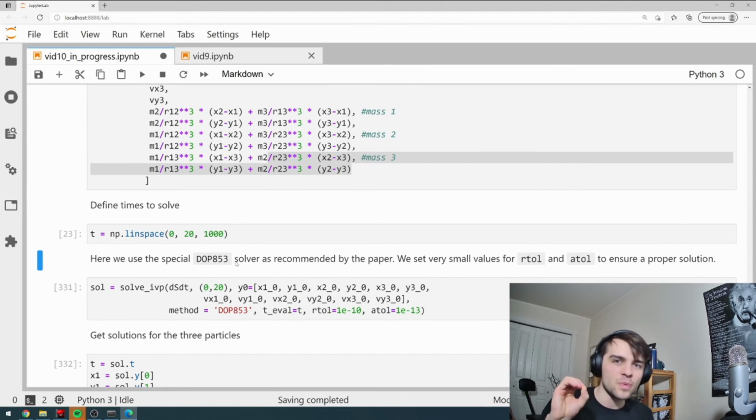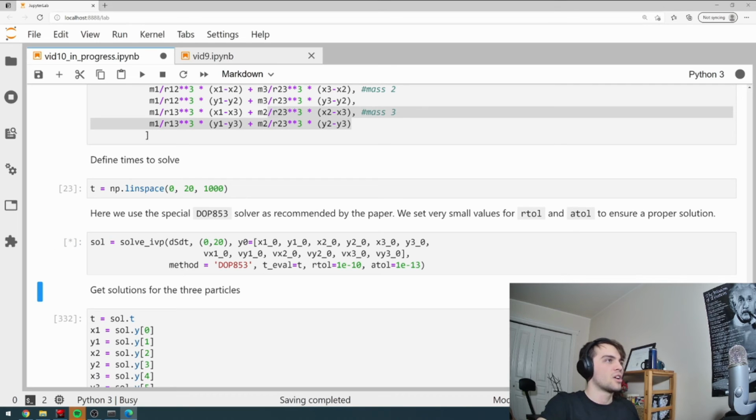And so I can run this code and we can solve it for a number of times here. Now here's where it's subtle, right? You have to use a very special ODE solver because the system is so chaotic and so influenced by little perturbations that we use something called the Dop853 solver. It's recommended by the paper. And we set really small values for RTOL, the relative tolerance, and absolute tolerance during the ODE solver. That ensures that when the ODE solver makes a time step, it has to be super careful, making sure that it's making very little error. Because if you make error in a chaotic system, you're going to get something very different than what the true solution is.